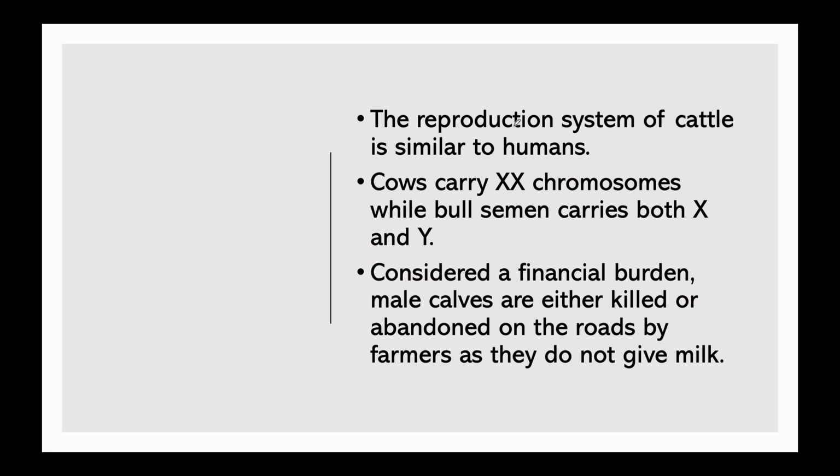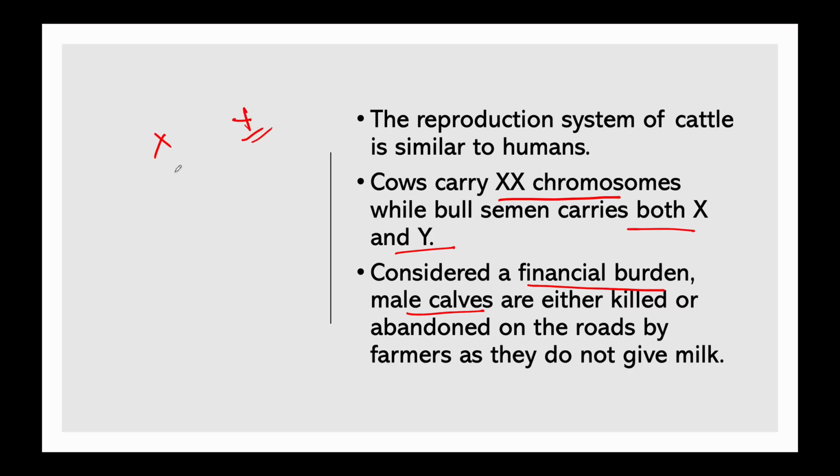Talking about the technology behind it, the reproduction system of cattle is very similar to humans. So cows also carry XX chromosomes, while bull semen carries both X and Y. There is a financial burden on the farmers also because of the male calves. They are either killed or abandoned on the roads by farmers as they do not give milk. Now if the egg is fertilized with an X chromosome, a female calf is born, and if it is fertilized with a Y chromosome, a male is born.